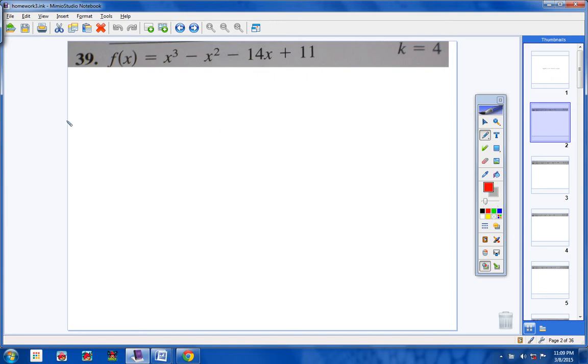First of all, students, let me turn over and look at the directions here. Hold on just one second. Now the directions say to write the function in the form of x minus k, q of x, plus the remainder. Okay? And then demonstrate that f of k equals r.